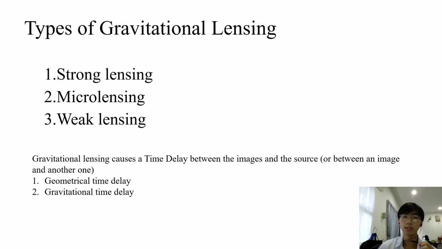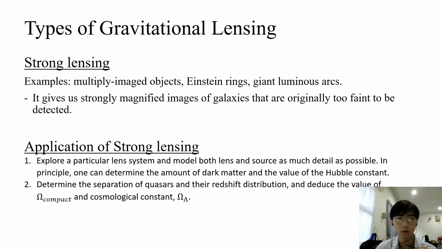Now let's have a look at the different types of gravitational lensing. We have three types here. Firstly, we have strong lensing. The examples are multiply imaged objects, Einstein rings, giant luminous arcs, and arclets. The applications of strong lensing are to determine the amount of dark matter and the value of the Hubble constant, and also to determine the separation of quasars and their redshift distribution.